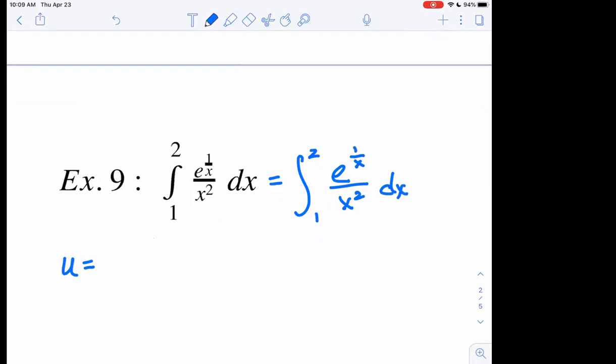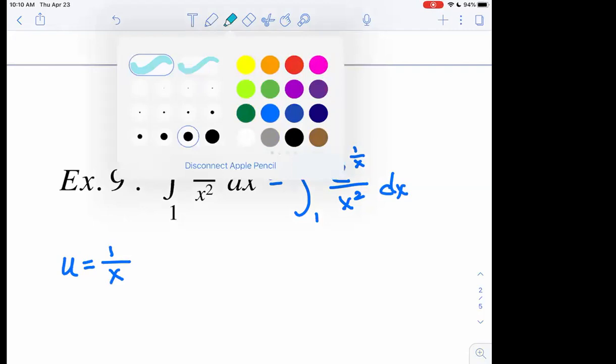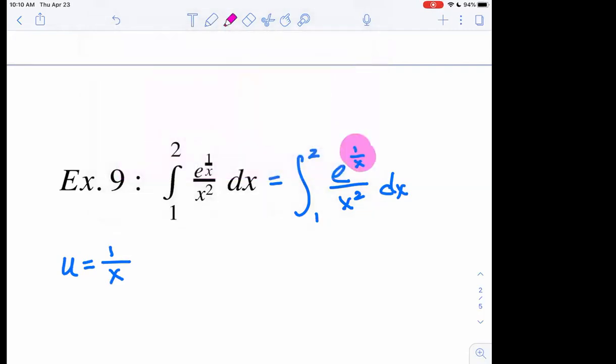X squared. Ah, it's actually not the x squared. E to the 1 over x. It's actually not e to the 1 over x. It's actually just the 1 over x, okay? So this part right here in the power, that's going to be our u.